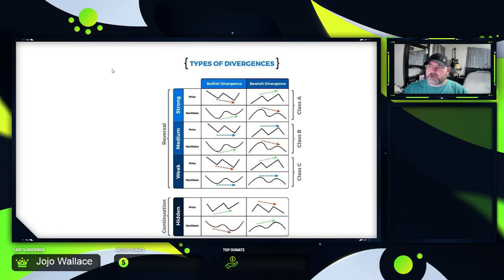Right here is a quick little cheat sheet of a chart. You can print this off. You can Google it and find all kinds of different versions of it. Print it off, stick it by your computer until you get used to it. Just a quick little rundown of them.